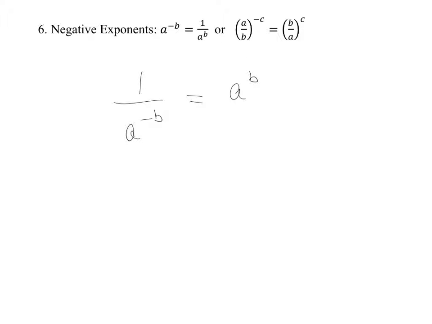Okay? Again, if you have a negative in the denominator, move it to the numerator. So let's write this down. Write a little note, put a little asterisk.